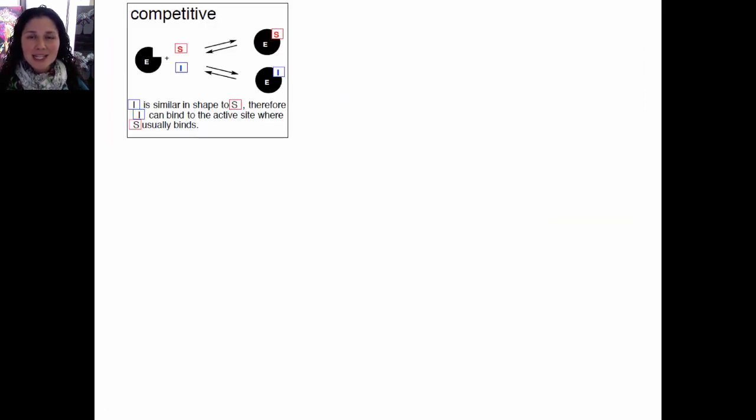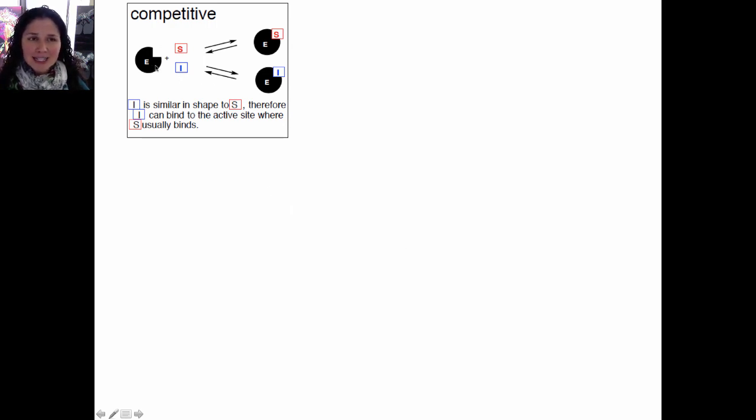Now I'd like to talk about enzyme inhibition. There are molecules that will inhibit enzymes in 2 different ways. The first way is through competition. A competitive inhibitor will be similar in shape or in functional groups as the substrate.